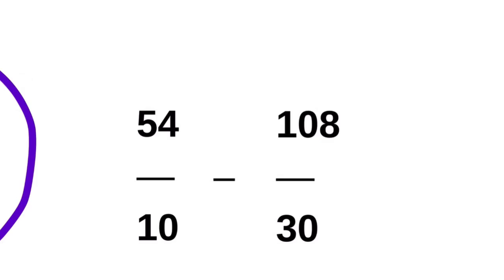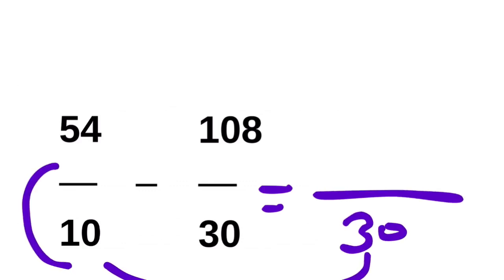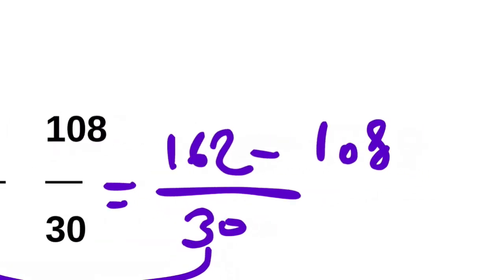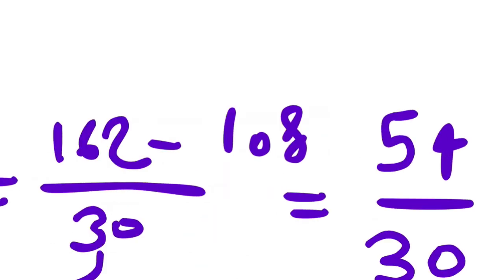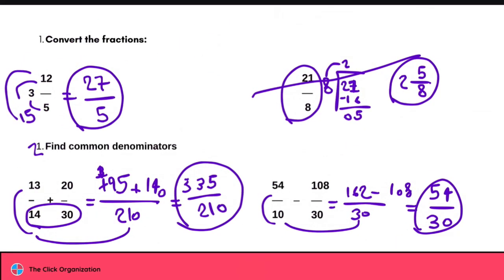54 divided by 10 minus 108 divided by 30. The LCM of 10 and 30 is 30. So 30 divided by 10, 3. 3 times 54, 162. Minus 30 divided by 30, 1 times 108, 108. So 162 minus 108 equals 54. 54 divided by 30, and this is our answer. Okay, so this was our first page.